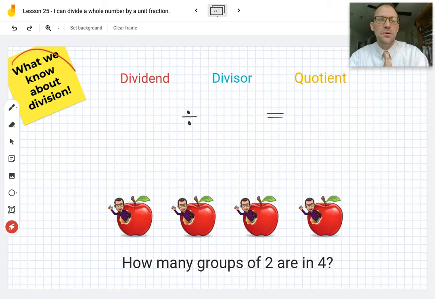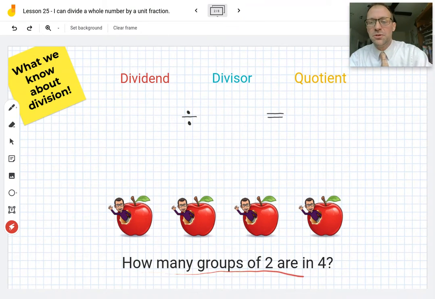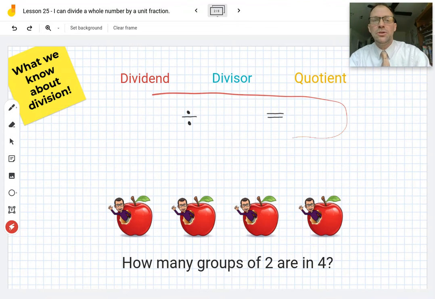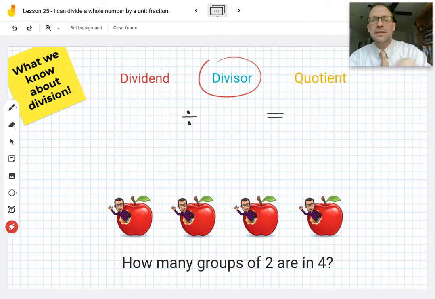First, we're going to review what we know about division. So here's our division question. How many groups of 2 are in 4? And I have a model set up here, 4 apples. Let's write the problem here, and as we do, we'll review our division vocabulary.